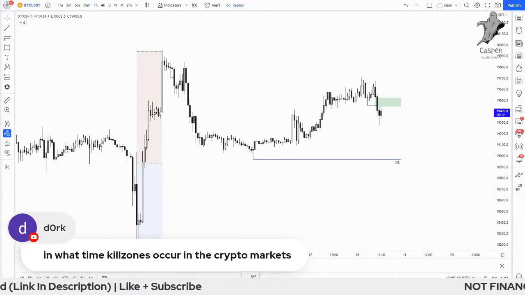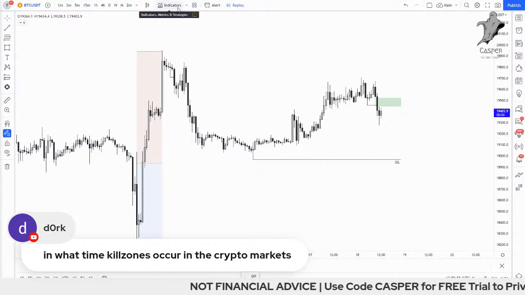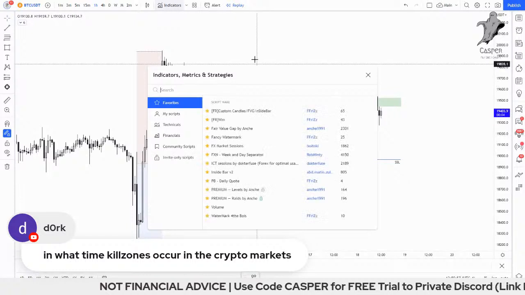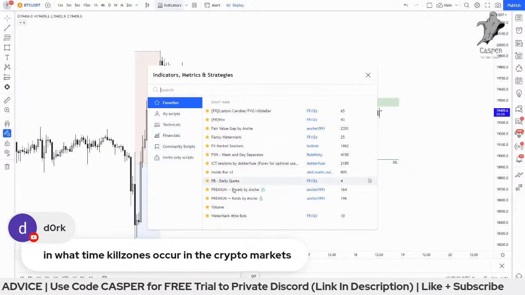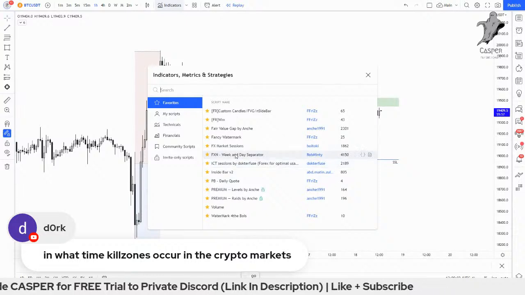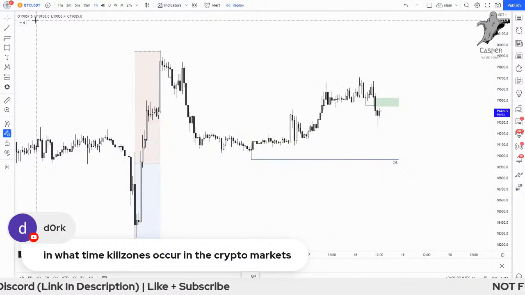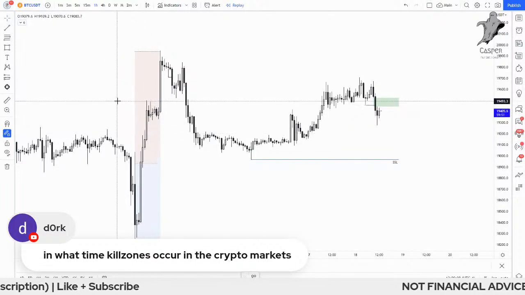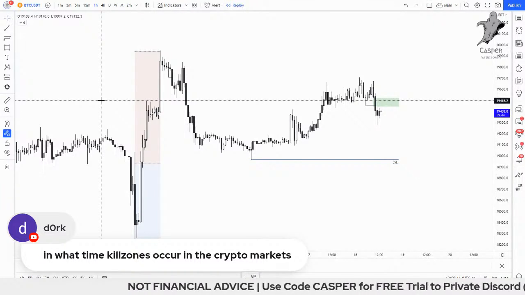In what time do kill zones occur in the crypto market? Same as they do everywhere else. You can get an indicator that'll help you with that. The main kill zones that I focus on. Let me see favorites. Thought I had one. You could probably type in ICT kill zones and find an indicator, but the ones I focus on are going to be 2 a.m. to 5 a.m. Eastern time. That's the London Open kill zone.